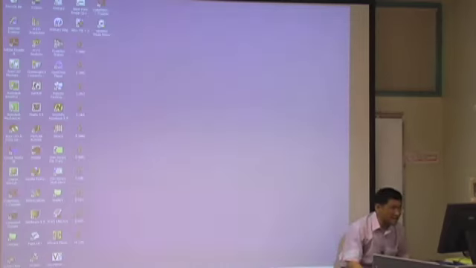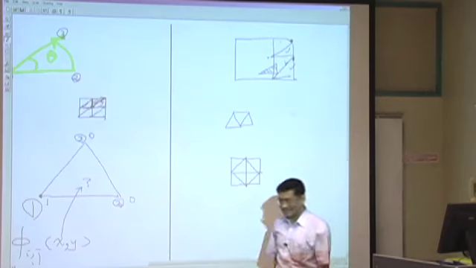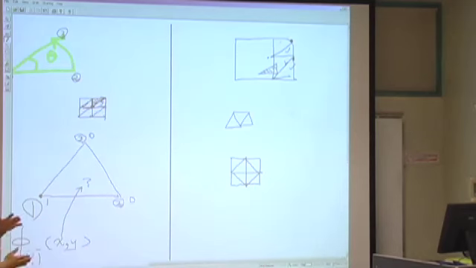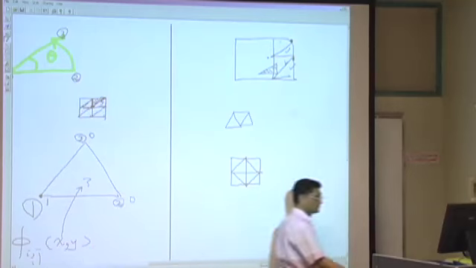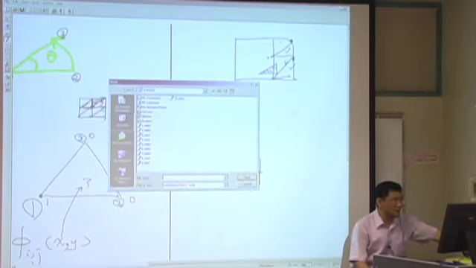Then the next thing is really making basis functions. This is the end of today's lecture. So really making the basis function from scratch. In fact, all we do is just organizing what we developed.